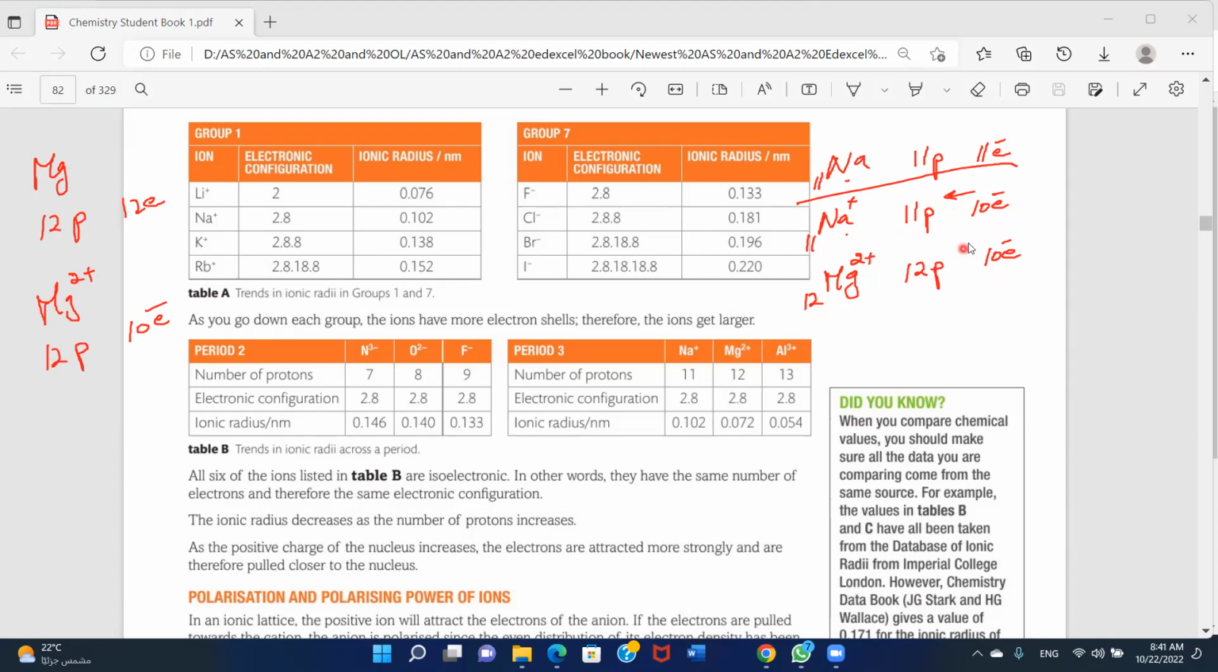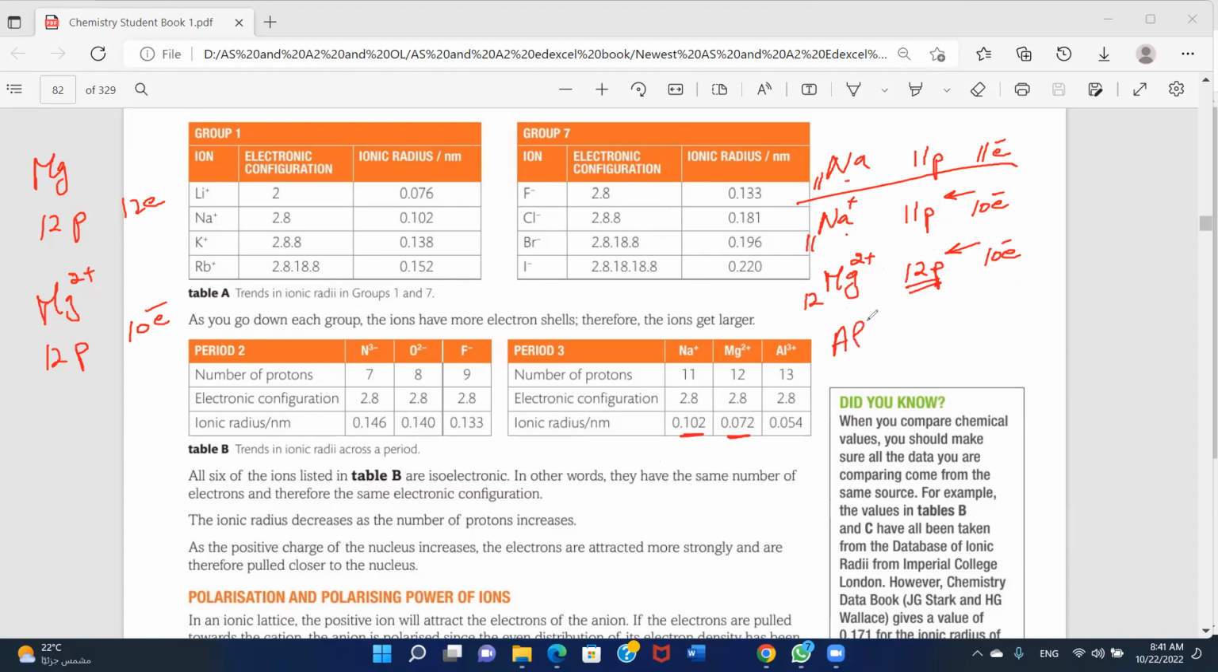So what do you think? Which one will be more attracted? Which one, the electrons of it will be more attracted to the protons? In case of sodium ion or magnesium ion? Yes, excellent, Yamal. Of course, in case of the magnesium ion, the electrons are more attracted towards the protons, because here we have more number of protons. It will pull these 10 electrons more. That's why we will find that the radius of magnesium ion is smaller than the radius of sodium ion.